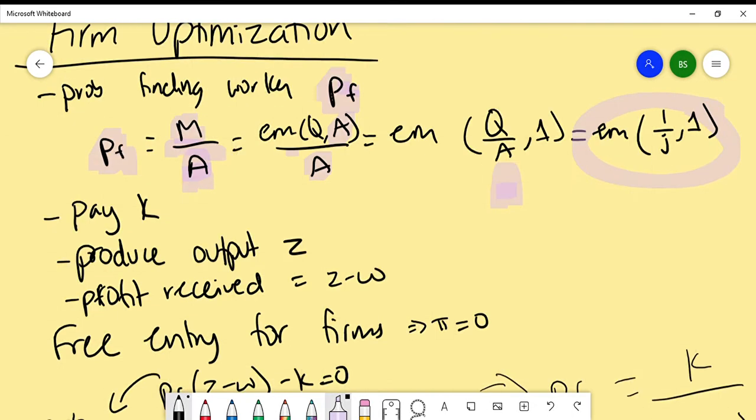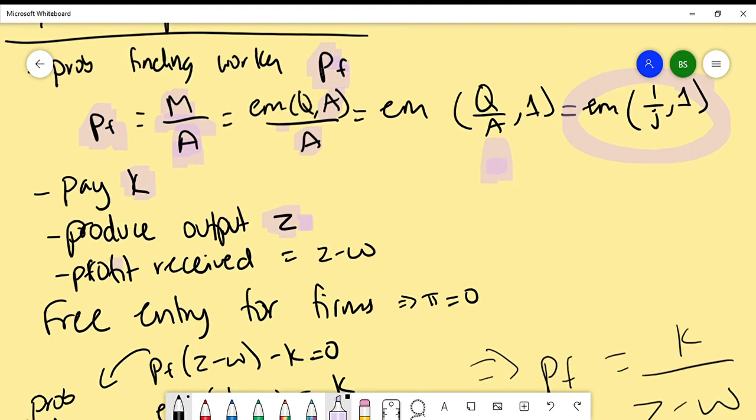Now, another thing to remember is that these firms have to pay K to find these jobs. And then they produce output Z. This is just a letter for how much each of their workers produces. Now the profit that they receive per worker is Z minus W. Each worker produces this much Z, and we have to pay them a wage of W.